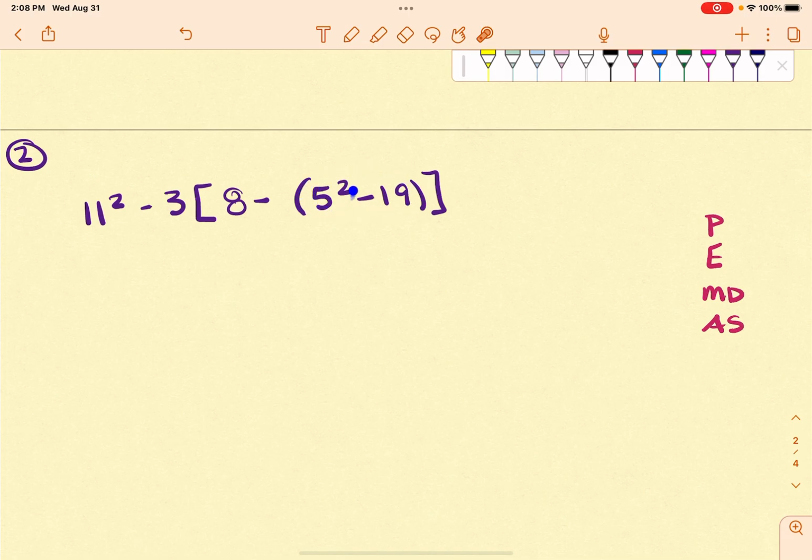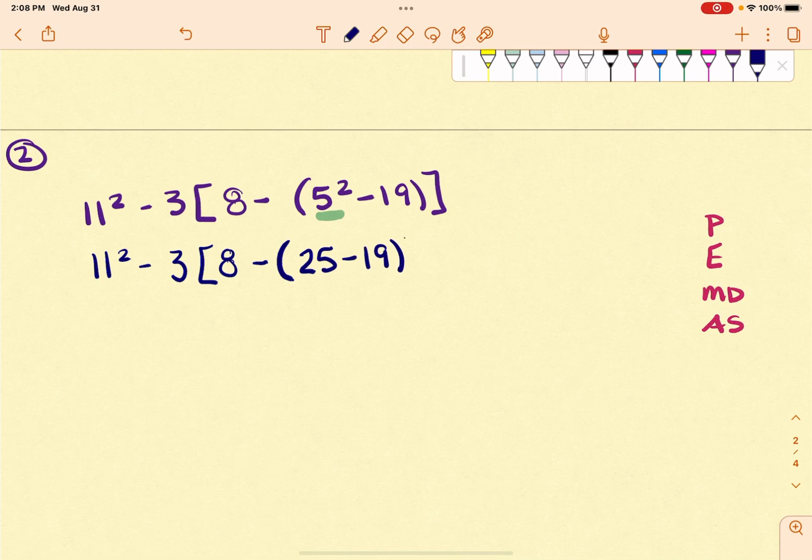So inside of here, I've got an exponent, I've got subtraction. So I know that exponent has to be dealt with first. So I'm going to bring everything else down. And if I do this, 5 to the second power is 5 times 5, which is 25. And I'm going to bring the rest of the problem down.